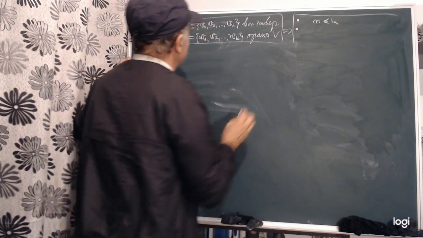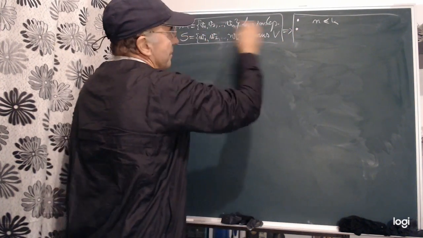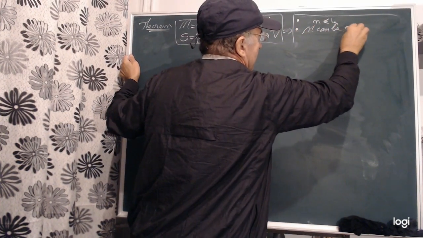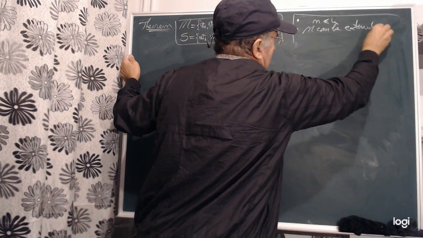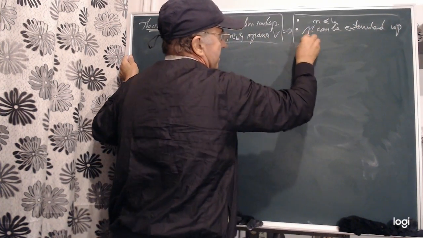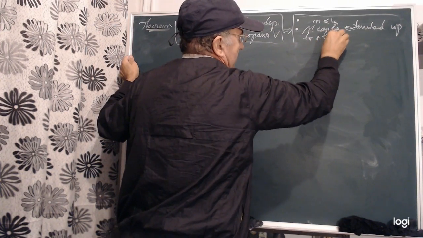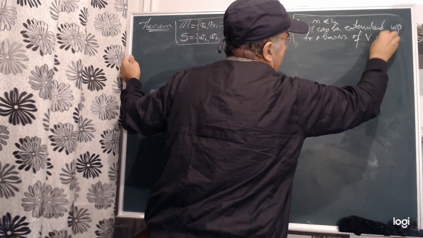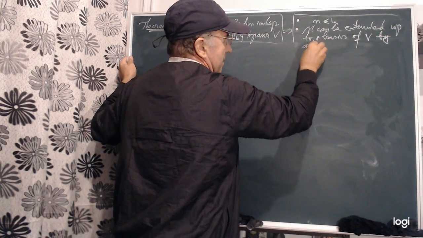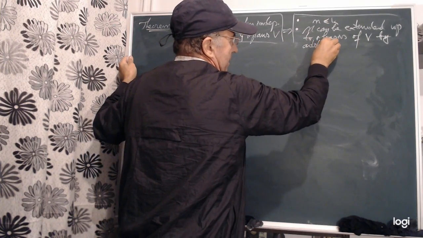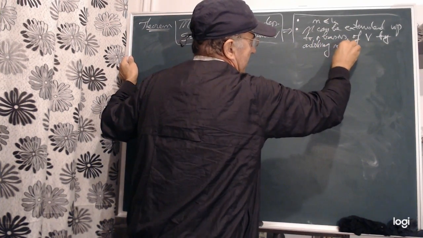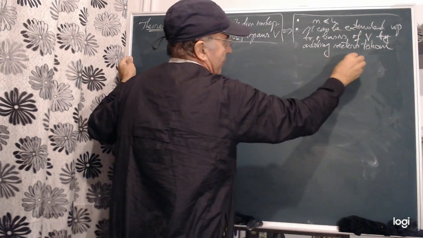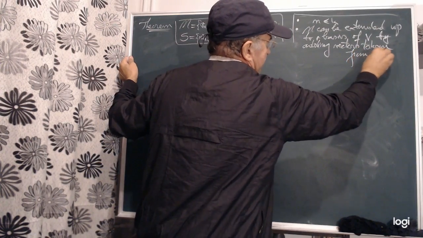And second, the set of vectors M can be extended up to a basis of V by adding vectors taken from S.